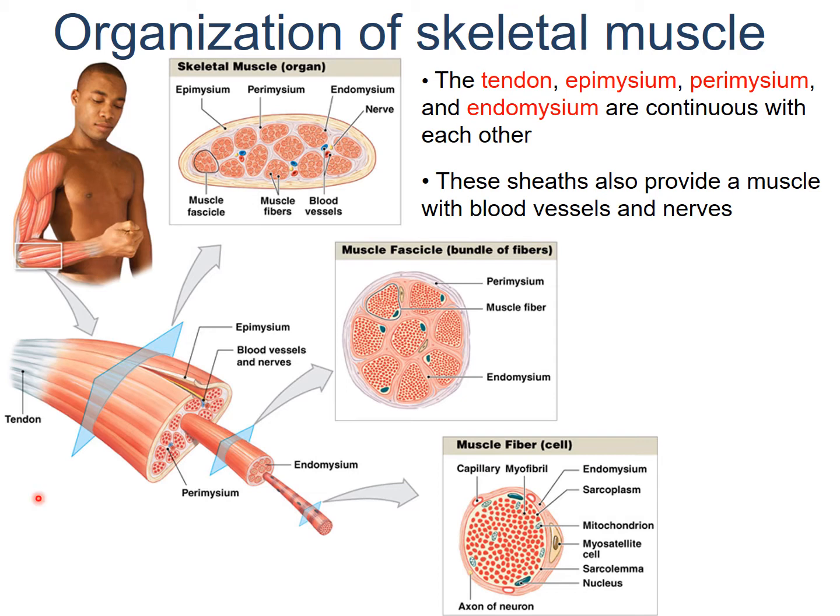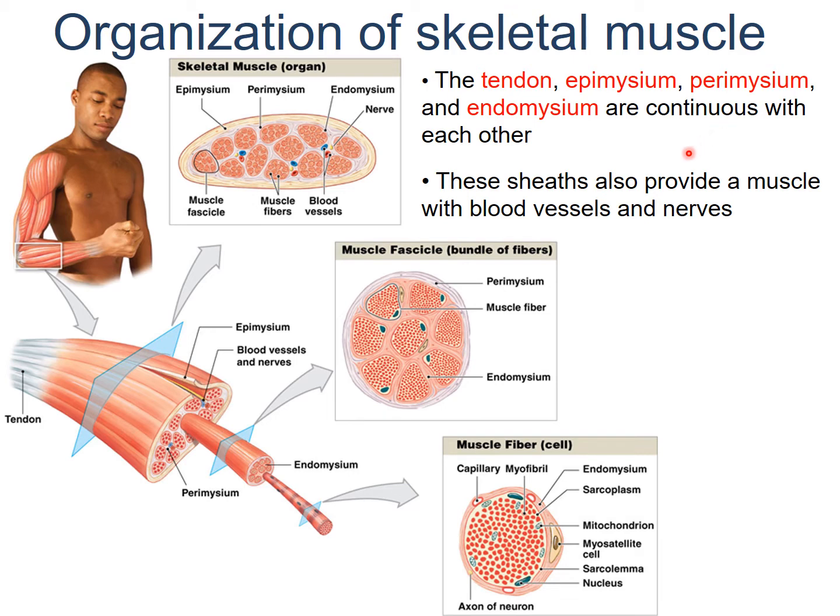All right, so before we get into the picture, let's just read through what's on the screen here so that we know a few terms. The tendon, the epimysium, the perimysium, and the endomysium are continuous with each other. So we know what a tendon is. A tendon attaches skeletal muscle to bone. But we've got 3 new terms here: epimysium, perimysium, and endomysium, that we've got to make sense of. And then there's also the statement, these sheaths also provide a muscle with blood vessels and nerves. So we need to try and understand what these 3 anatomical structures are.